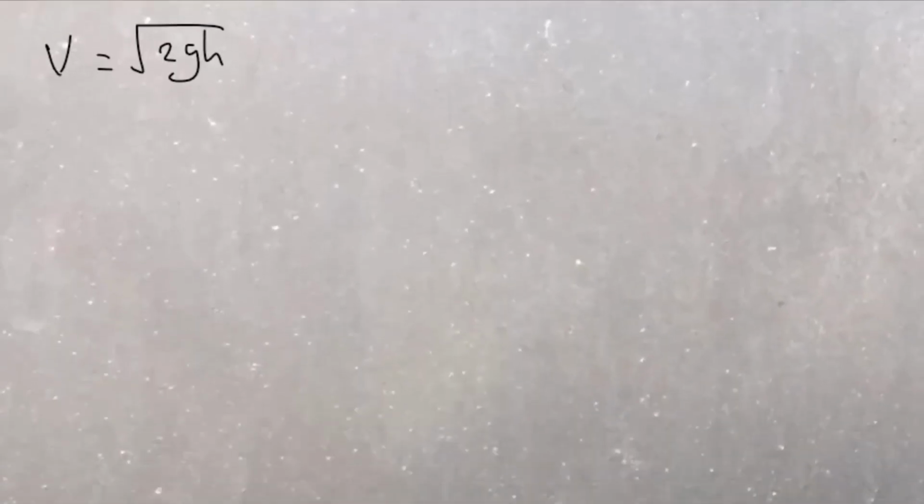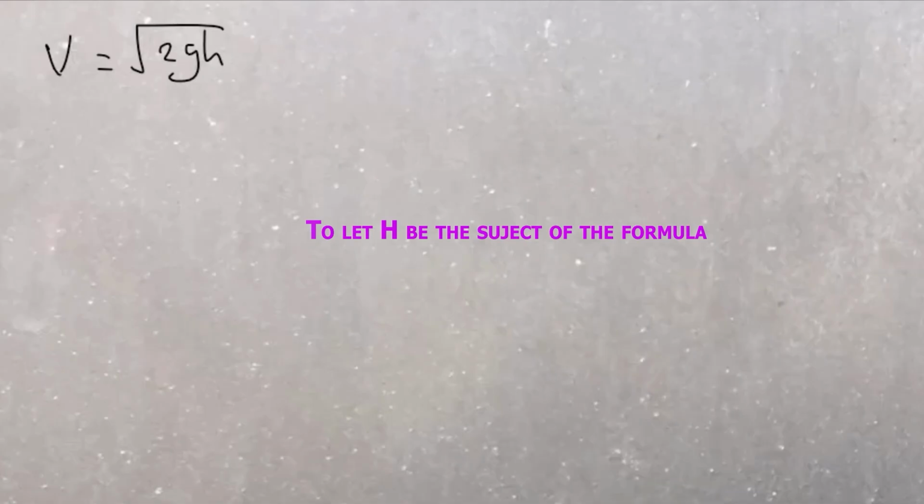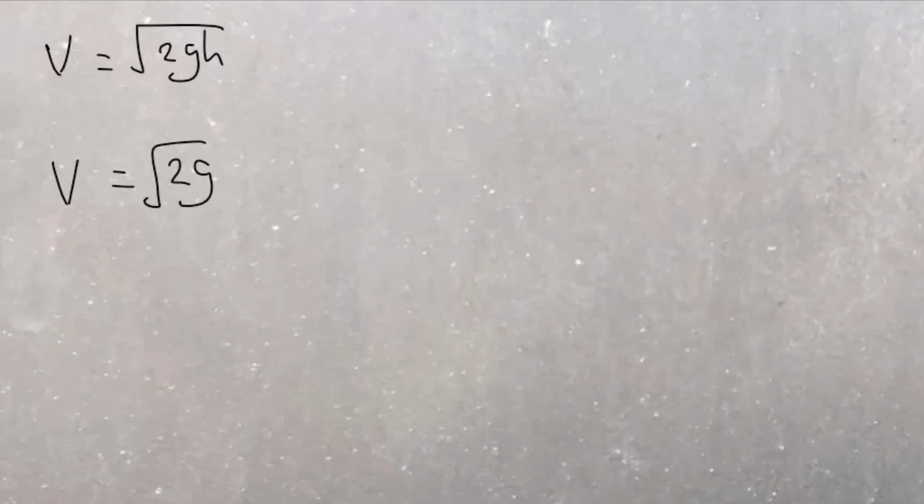Over here, we want to make h the subject of the formula and it is being hindered by this sign. We have to square both sides. Square will cancel square root, then we have this.